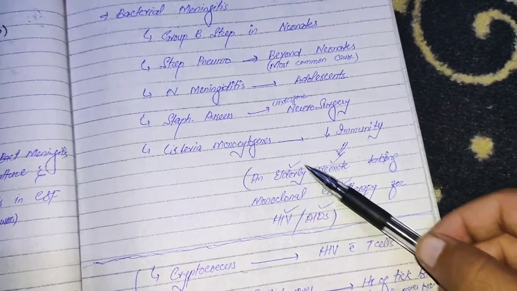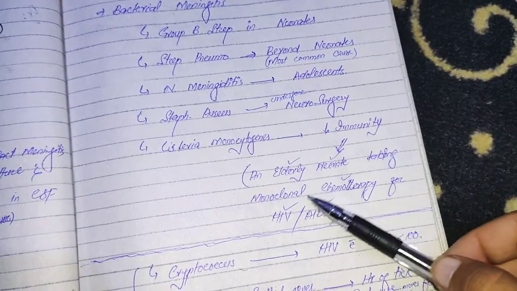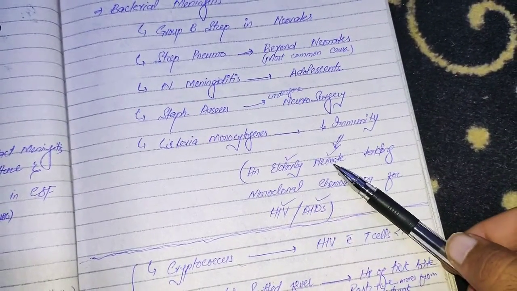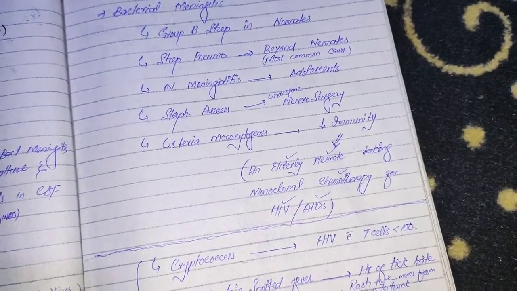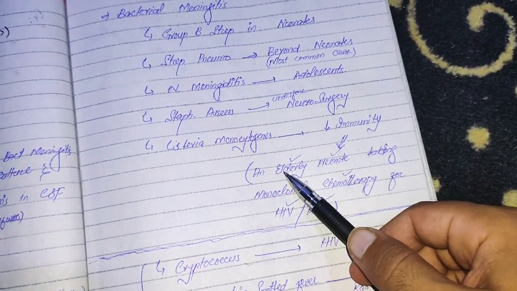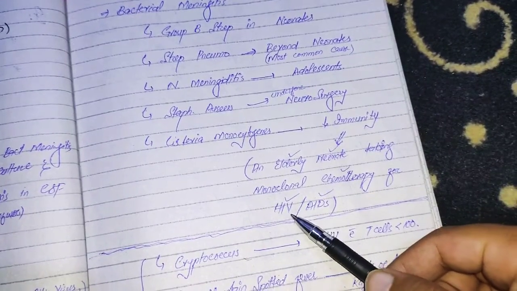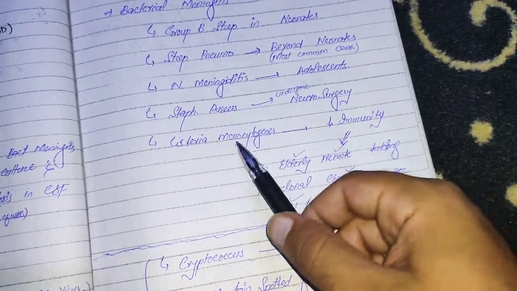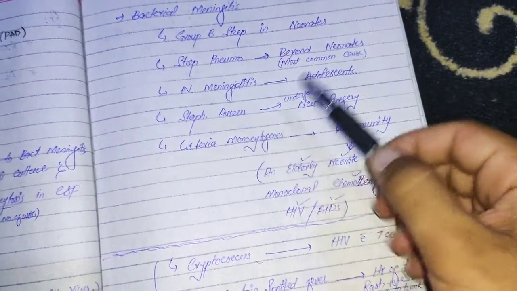So if the patient is elderly, that is greater than 50 years of age, or a neonate, or on chemotherapy, or has HIV or AIDS. A neonate is basically someone in their first month of life, so less than 28 days. So if less than 28 days, greater than 50 years, taking chemotherapy, or having HIV or AIDS, these are immunocompromised patients, and they are more prone to Listeria monocytogenes meningitis.